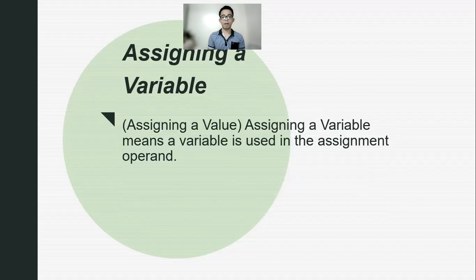Okay, next we have assigning a variable, also called assigning a value. Assigning a variable means a variable is used in the assignment operand. Here variables are being assigned, and the variable takes a copy of the value of the second variable and stores it to the first variable. This way the value of the second variable is preserved while the first variable's value is replaced with the value of the second variable.